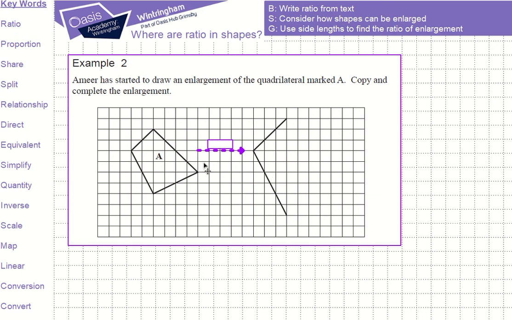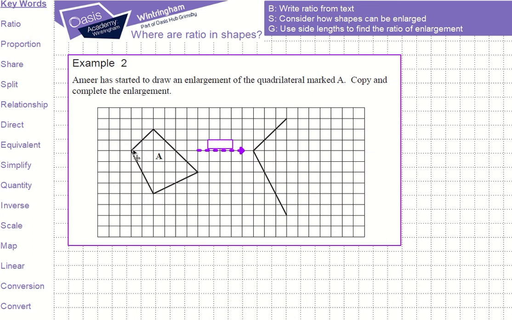So we can see that A has been enlarged. The side lengths have got bigger, but it has not been finished. What we first need to do is find out what the scale factor is. What has this side been multiplied by to get to this side? Or what has this side here been multiplied to get to this side here?